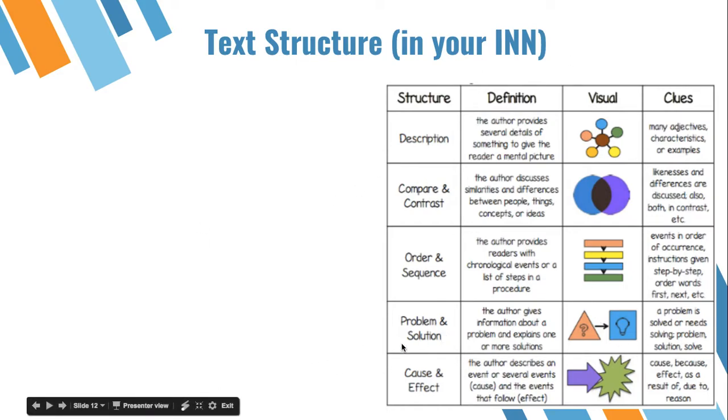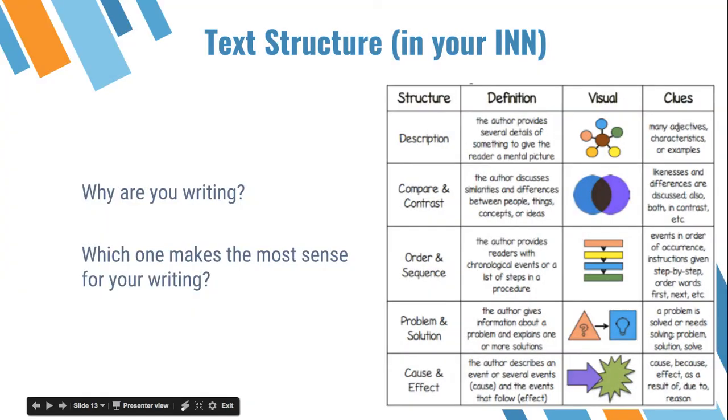And if you don't have it, you can pause the video so that you can reference it here. There are 5 main types of text structure: description, compare and contrast, order and sequence, problem and solution, cause and effect. As the writer, you need to think about, why are you writing?